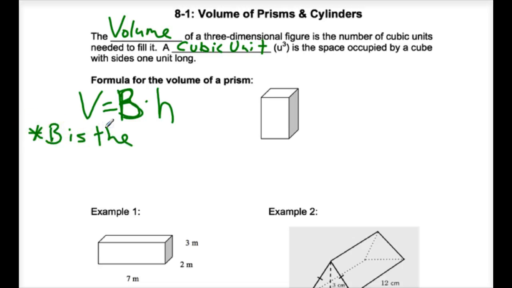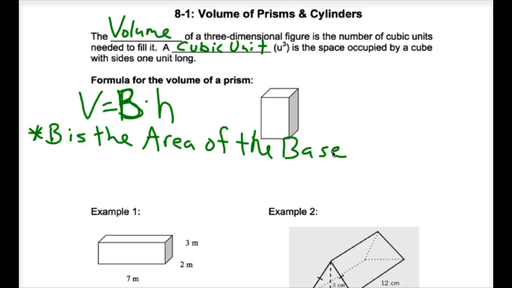Does anybody remember what big B is? B is the base. Something about the base. The width of the base. Oh, no, the area of the base. Area of the base. Nice. Maeve gets an A for the day. Big B is the area of the base.